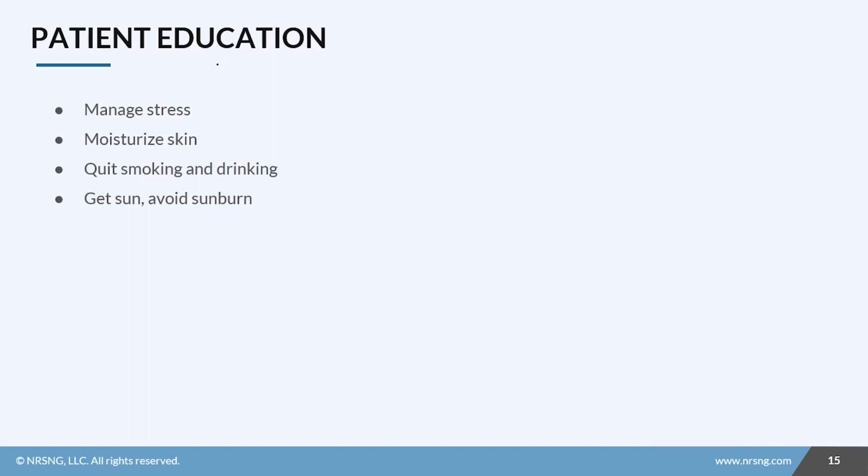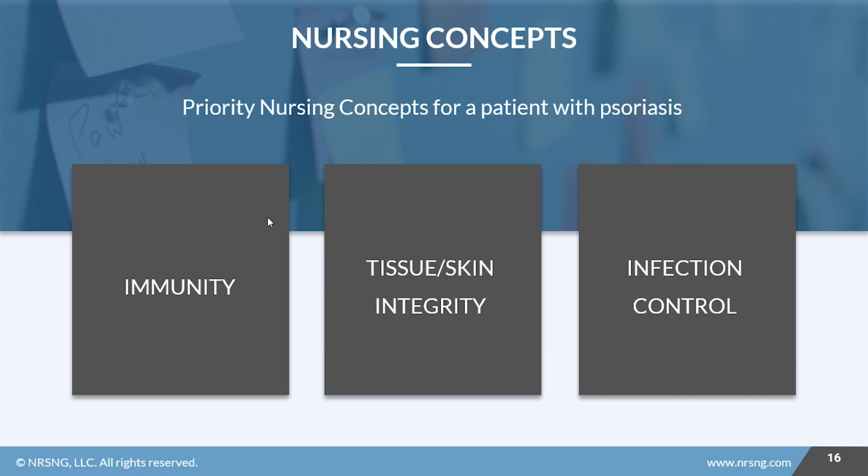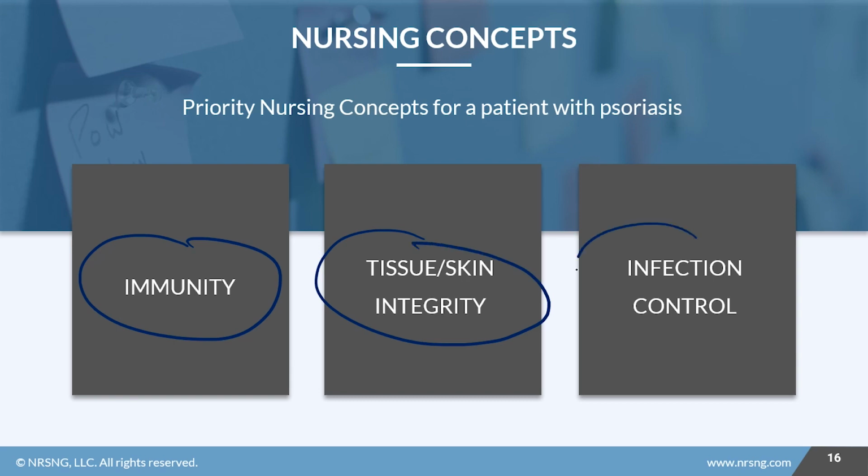All right, so with patients that are trying to manage their psoriasis, you need to remind them to try to manage the stress of their life. I know this is hard, but it's really important. They're going to need to continue to moisturize their skin. They need to stop drinking and stop smoking, and they need to get some sun, but avoid sunburn. Our priority nursing concepts for the patient with psoriasis include immunity, tissue skin integrity, and infection control.